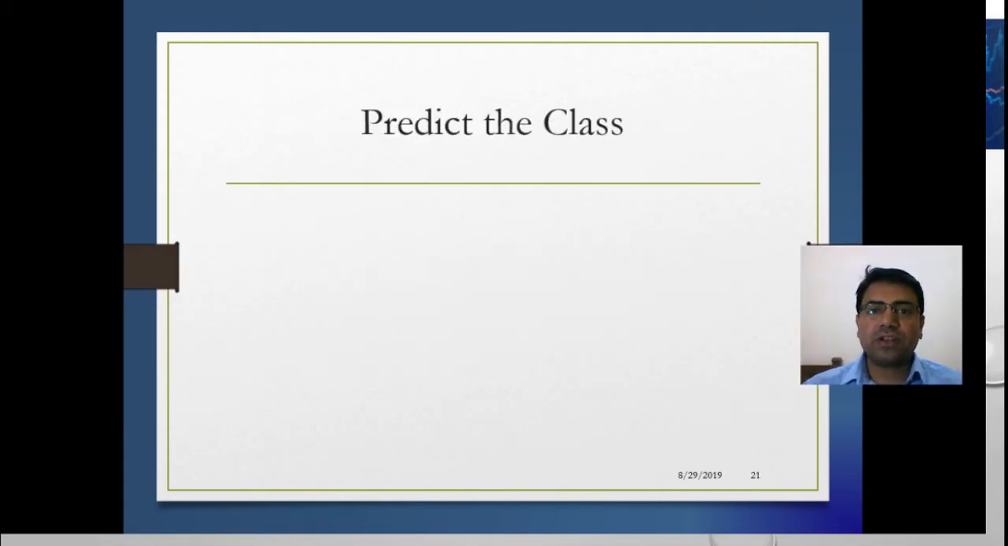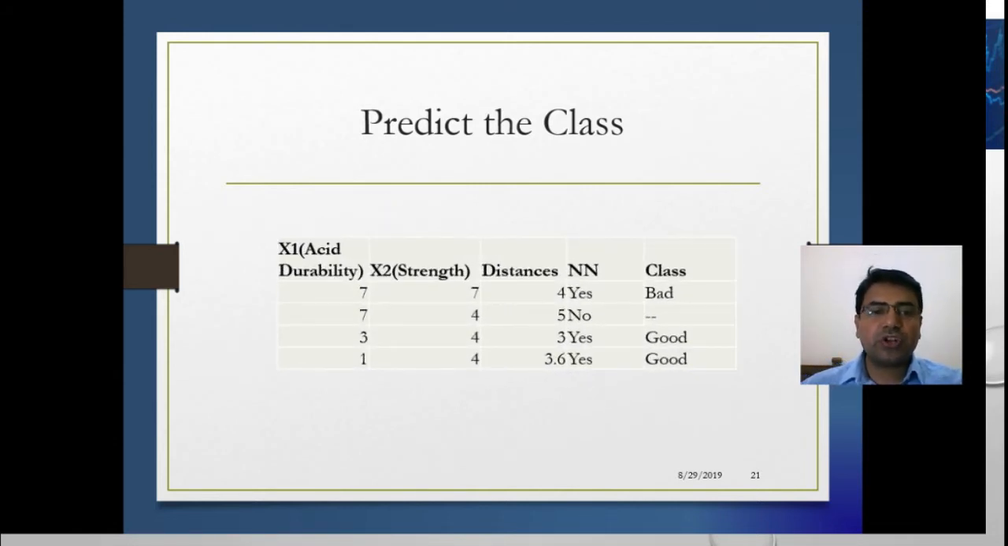Finally comes the prediction of the unknown sample. How do we perform the prediction? Based on the majority vote. Here we can see that the majority goes to the good class. Therefore, the unknown sample is treated as the good class.